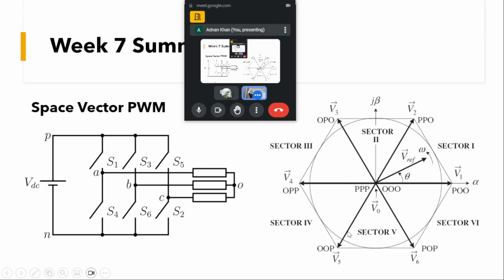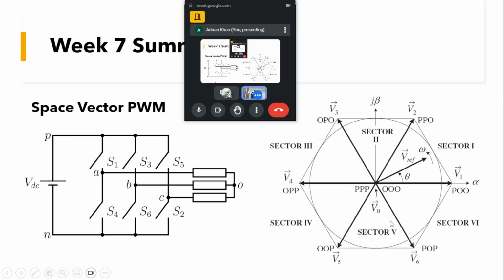And in a similar fashion, if we have only OOP, that means only the C leg is on, and these two are at the bottom, like S4 and S6 on with S5, we will be getting a C vector that will be, as you can see, 240 degrees shifted from A and 120 degrees phase shifted from B.